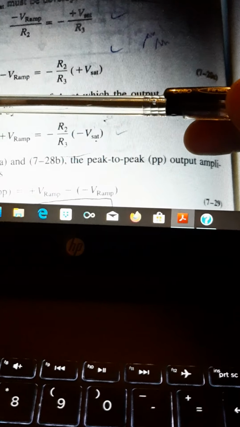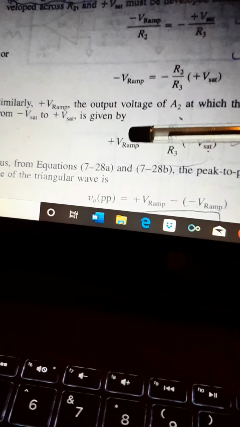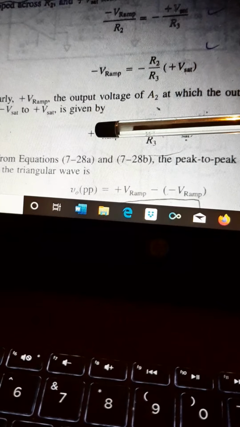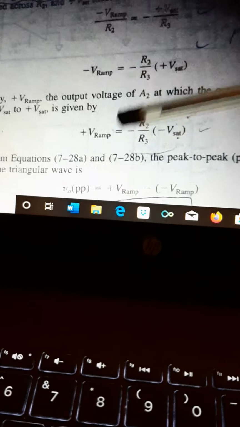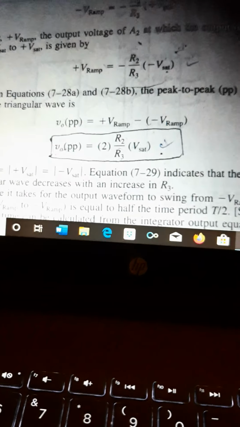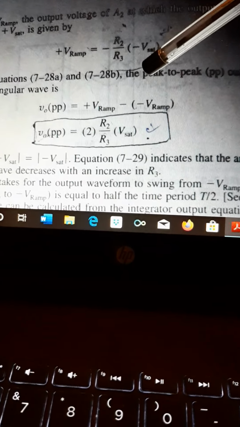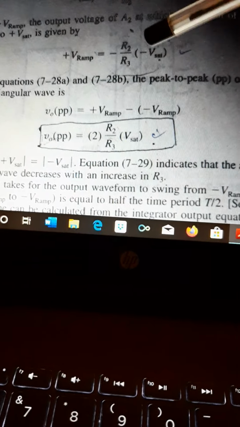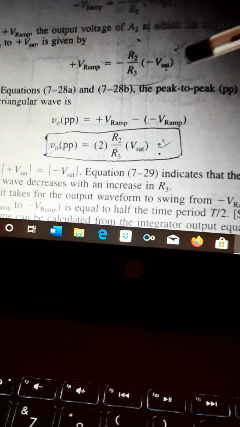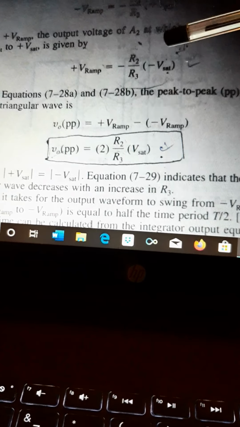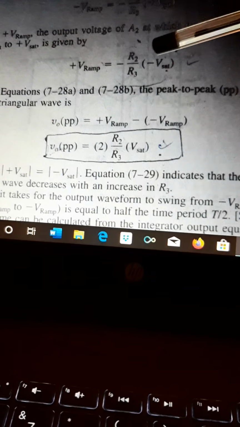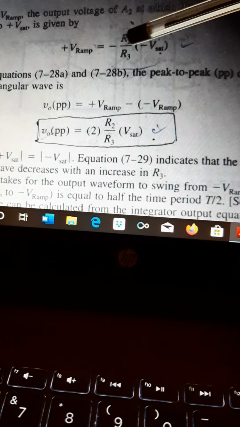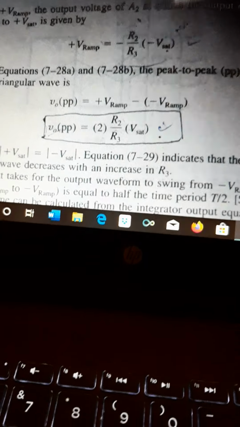Similarly, when the output is plus Vramp, we get plus Vramp is equal to minus R2 by R3 into minus Vsat. Now the output is varying from minus Vramp to plus Vramp. V0 peak to peak is equal to plus Vramp minus minus Vramp. So V0 peak to peak is equal to 2 times R2 by R3 into Vsat. This is positive, this is negative, so it will become 2 times Vramp.